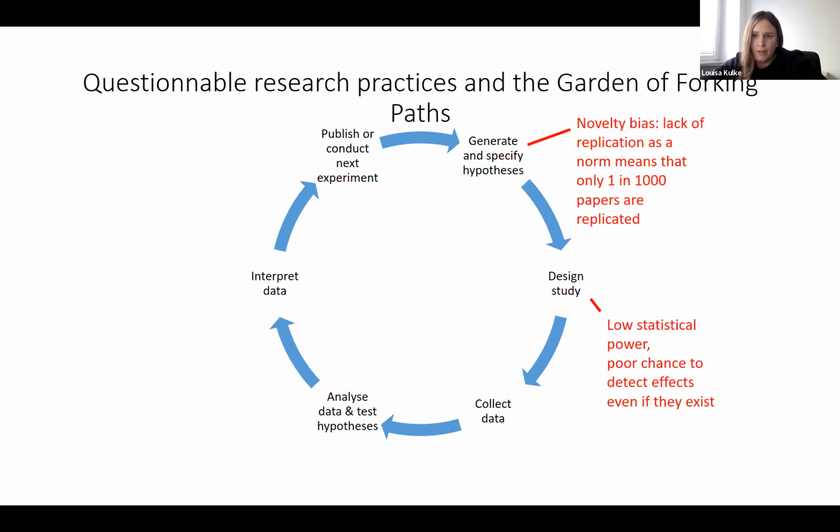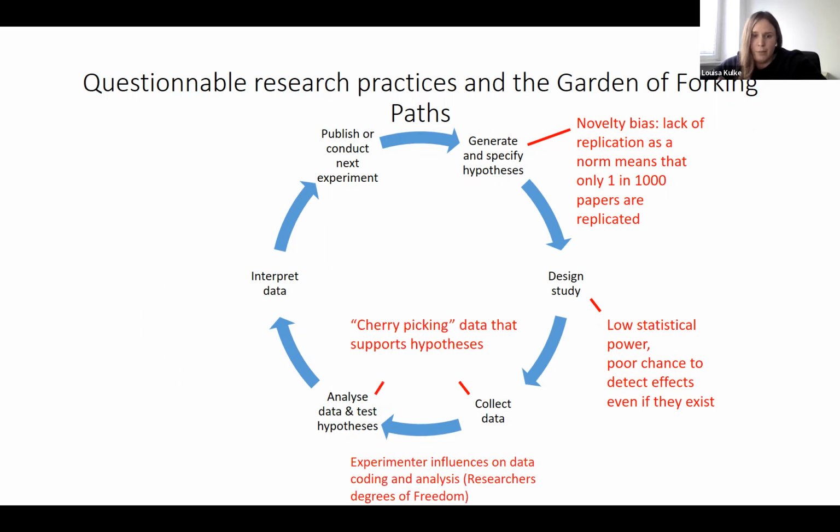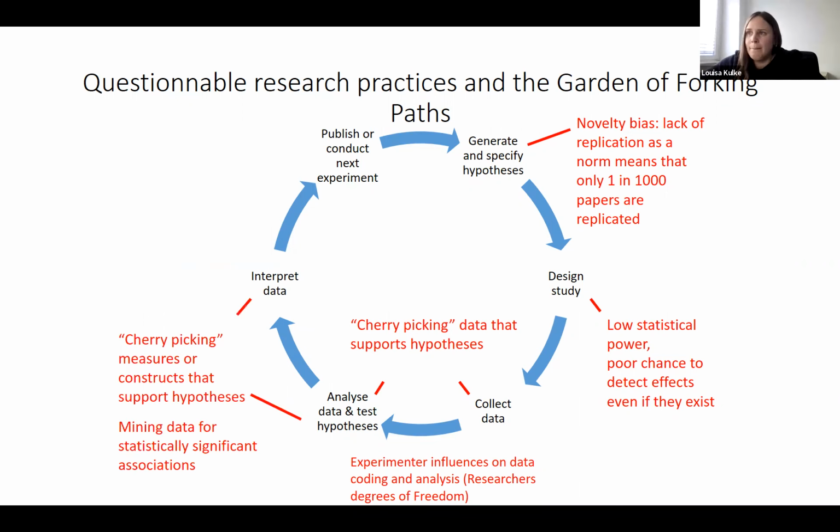Another problem can occur during collecting data. For example, people might influence the data coding and analysis by just looking at specific samples or excluding outliers that people might not consider outliers otherwise, or cherry picking the data that supports the hypothesis but neglecting the other data sets. So that's something that can happen.